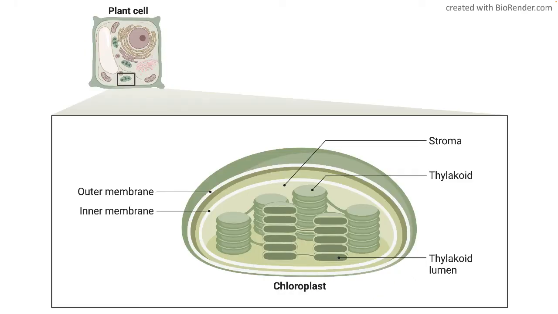Let's take a closer look at the structure of a chloroplast. Chloroplasts have two membranes. Within these membranes, we find small dish-shaped structures called thylakoids. Thylakoids are stacked inside the chloroplast, and the stacks are called grana, singular granum. Thylakoids have a fluid-filled center called the thylakoid lumen and a thylakoid membrane around the lumen. The fluid-filled space outside of the thylakoids but inside the membranes is called the stroma.